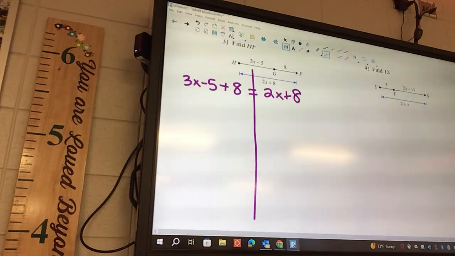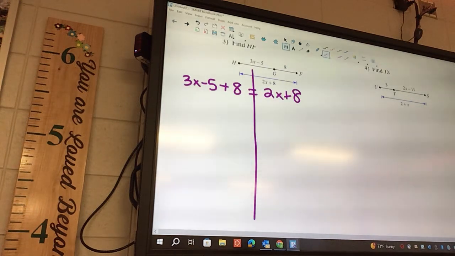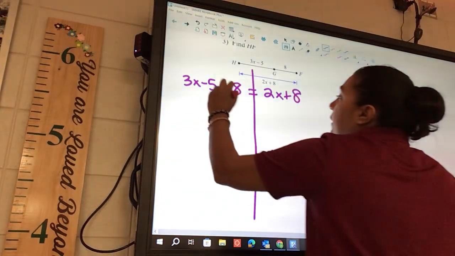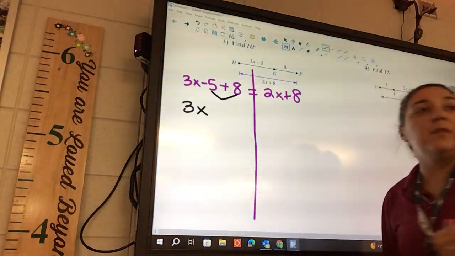Okay, how many pieces are on the left? There are 3. So something on the left needs combined because we're only allowed 1 or 2 or none. So who on the left needs combined? The negative 5 and the 8. Okay, so negative 5 plus 8 is what?